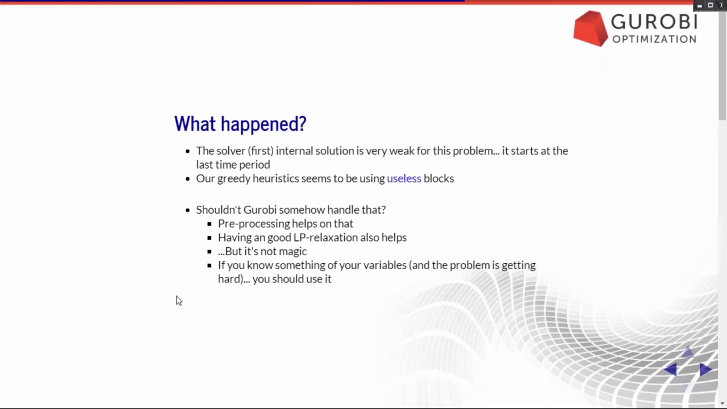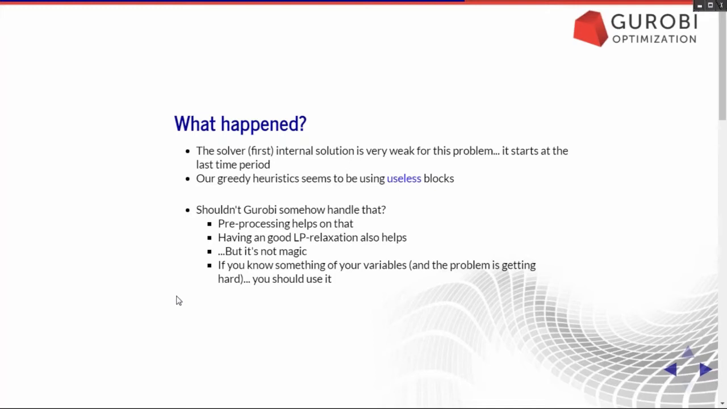So the first thing is that Gurobi's first internal solution is kind of weak. And we see that because it's waiting until the last time periods to start doing something. And it doesn't make sense because we know this is a net present value problem. So if you can do something later on, it will be better to do it early on. And also, the greedy solution that we built is using negative blocks at the very end. So shouldn't those two things be dealt with by Gurobi itself?